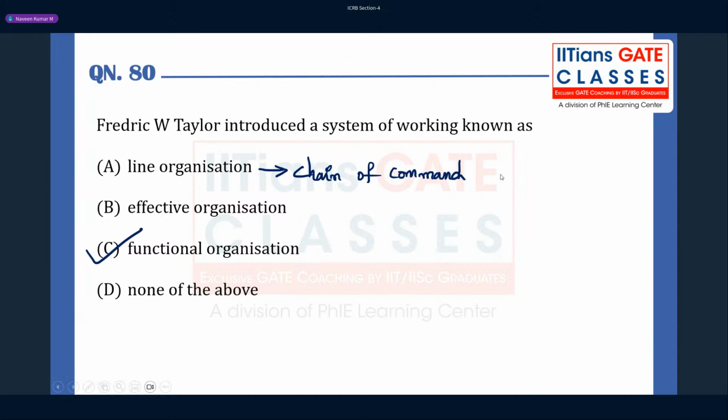The other way, the functional organization, is where you group your departments, right? Let's say one group is specialized in turning operation. Now let's say you have a problem. Directly you can go to that group and ask. No need of any chain of command. Directly it's functional, right?